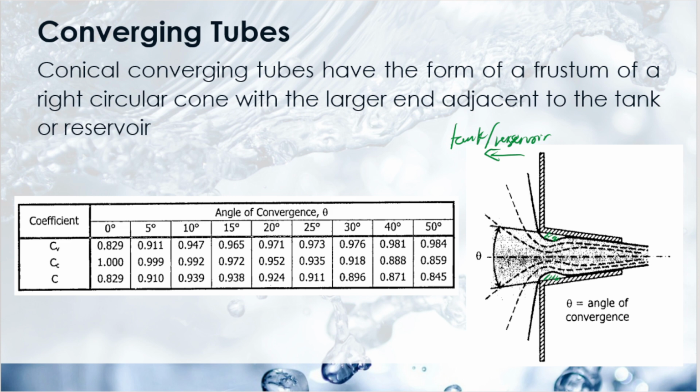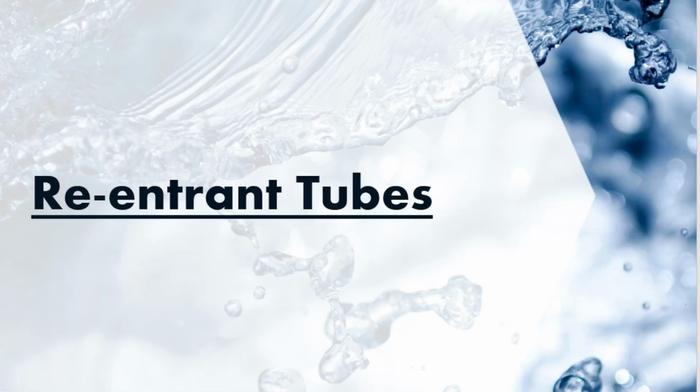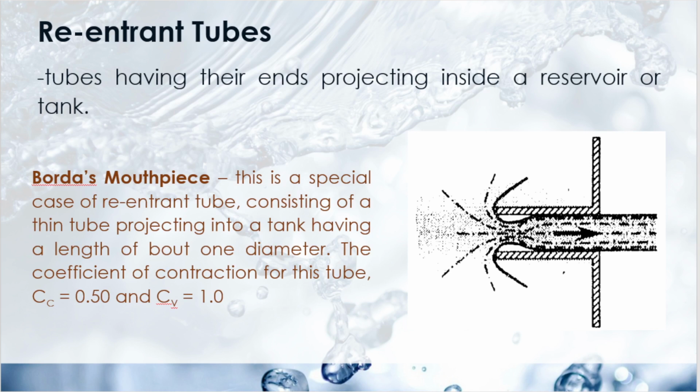Now let's go to what we call reentrant tubes. Reentrant tubes have their ends projecting inside a reservoir. From the term itself, reentrant, it means going back in. A special case of reentrant tubes is what we call the Borda's mouthpiece. It consists of a thin tube projecting into a tank having a length of about 1 diameter.